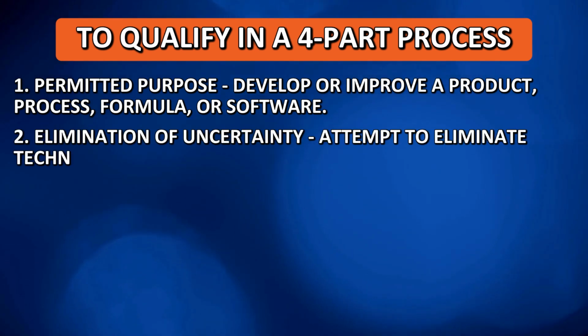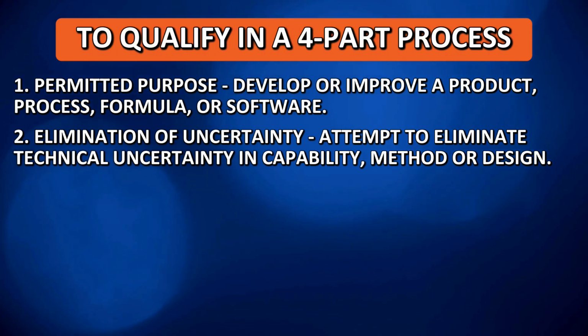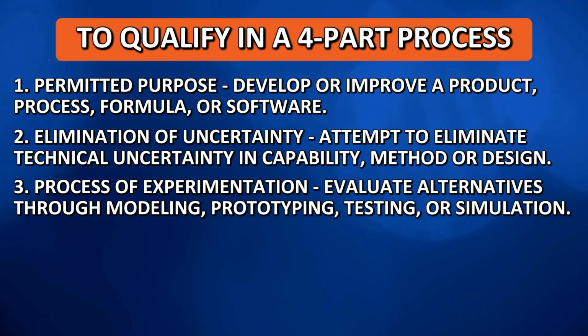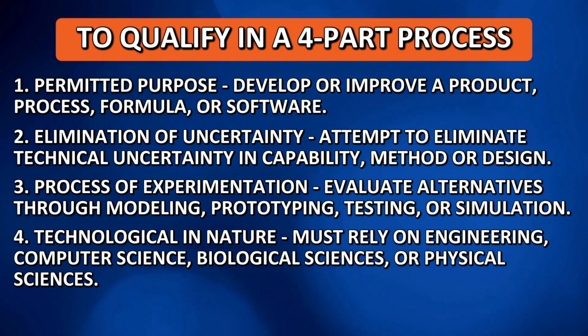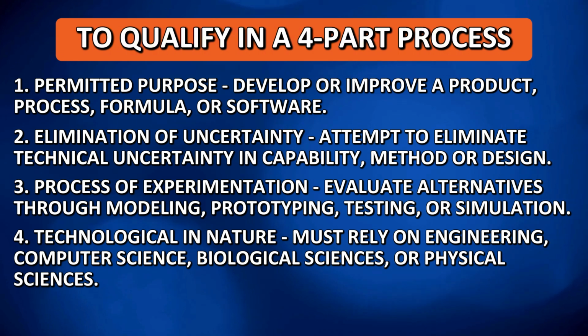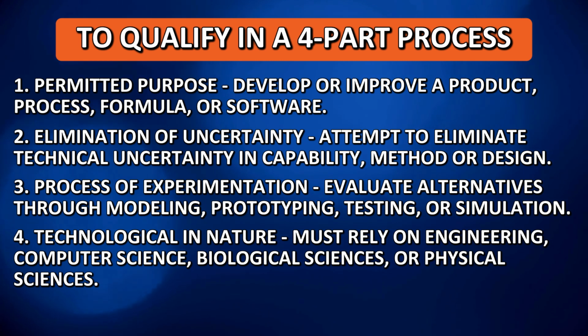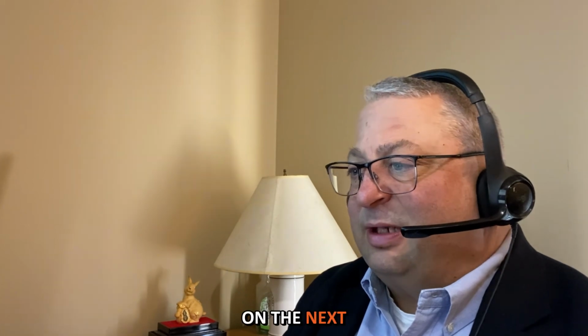You need to eliminate the uncertainty. You need to really identify what the design, the capability is of that process or product or software. You need to evaluate the different models and the prototypes, so it needs to be part of that process. And then it needs to be some sort of engineering or process improvement, both through computer sciences, physical sciences, even through a process improvement. So there needs to be those 4. You need to justify all 4 of those to qualify as research and development for the tax credit.